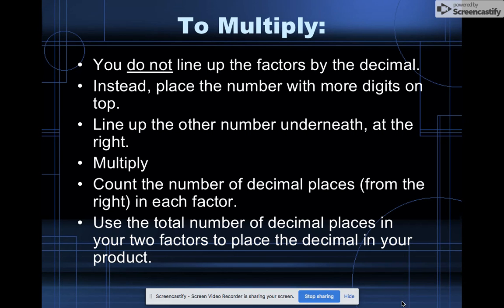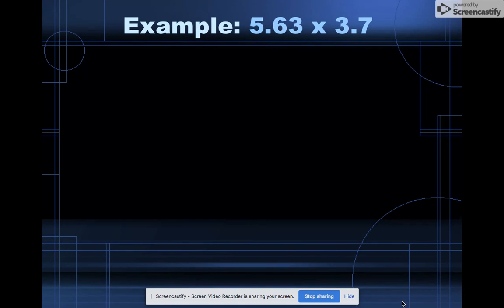And then we're just going to multiply using our standard algorithm that we all learned way back a million years ago. So this will make more sense once we dive into some example problems. So 5.63 times 3.7. 5.63 has 3 digits, 3.7 has 2, so 5.63 goes on top. And then we just get started with a multiplication problem. We're going to forget about the decimals for now, but I promise you we'll come back to them.